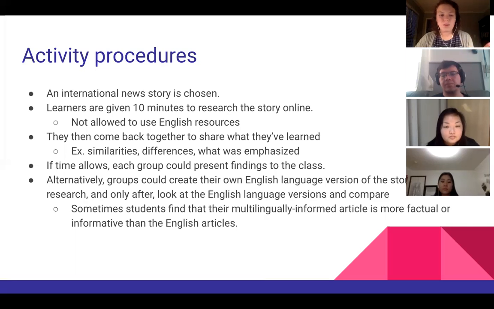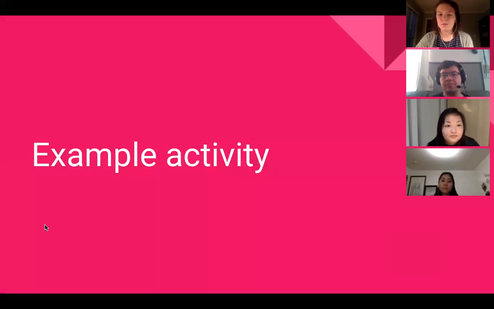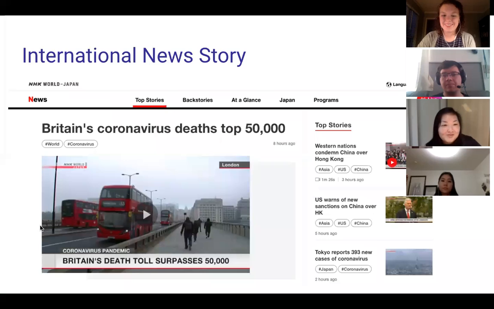One cool feature of that is that sometimes students find that their multilingually informed article is more factual or more informative than the English articles. So, an example activity. First it'll start with the chosen story. I chose this story about Britain's coronavirus deaths since it's something relevant to these times. As you can see, only the title is presented here so that the students aren't able to read the English story yet.